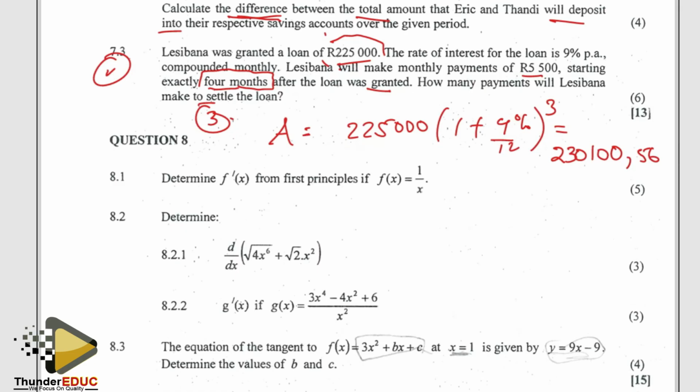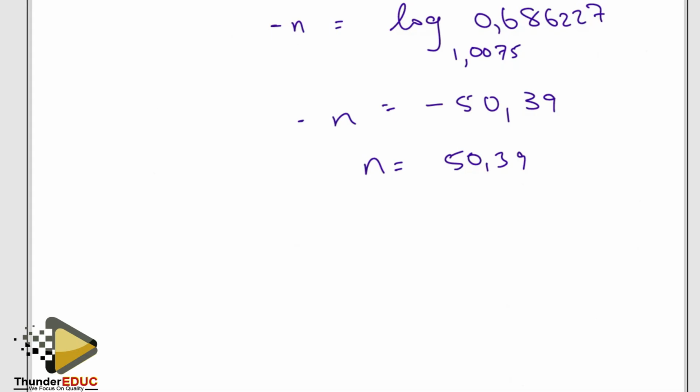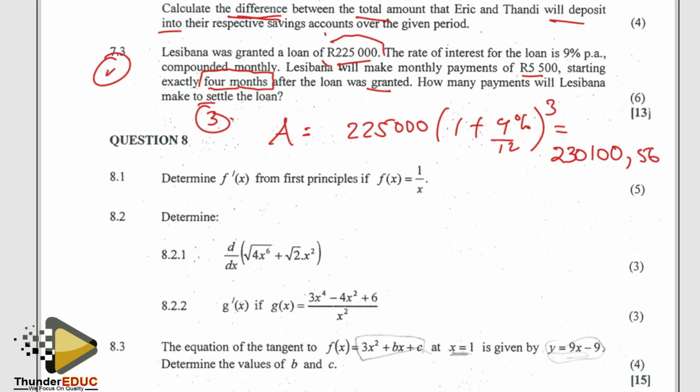The question was asking how many payments will this person take. Now this person is going to make 50 payments of 5,500. But then there's going to be an extra payment, so which means it's going to be 51 payments that need to be made for the loan to be settled. Okay, so that is question number 7.